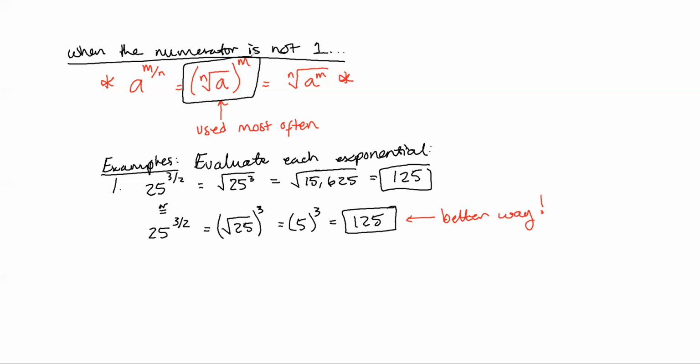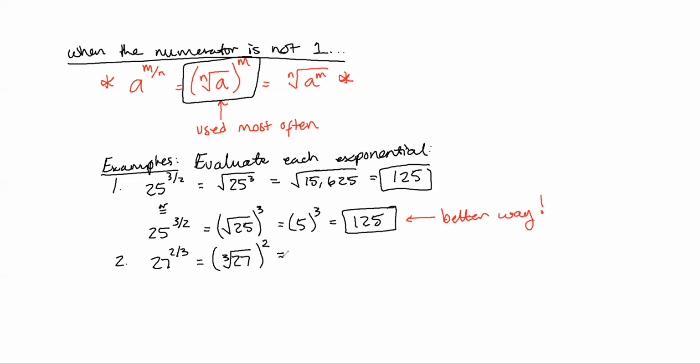All right, let's go ahead and try another one then. We're just going to do these with the nice method. So 27 to the 2/3. Again, figure out what root you're taking and what your exponent's going to be. So our root is the cube root of 27, and then we're going to square that.